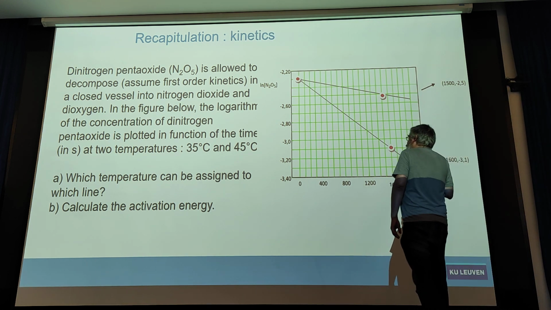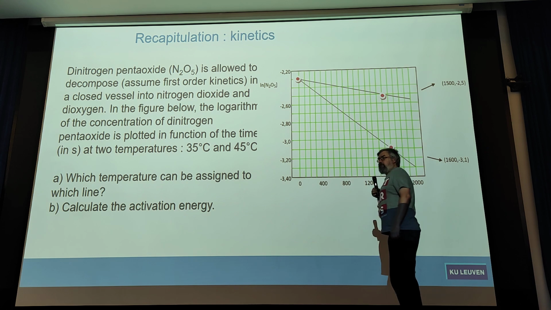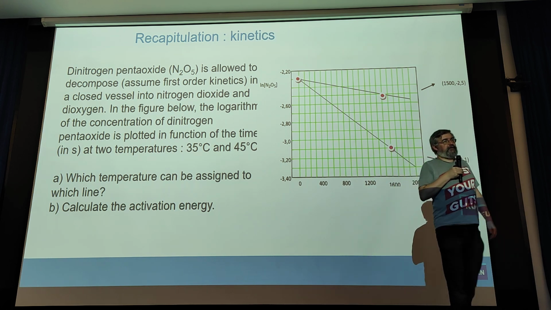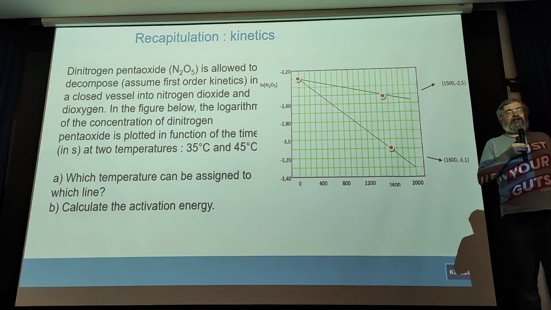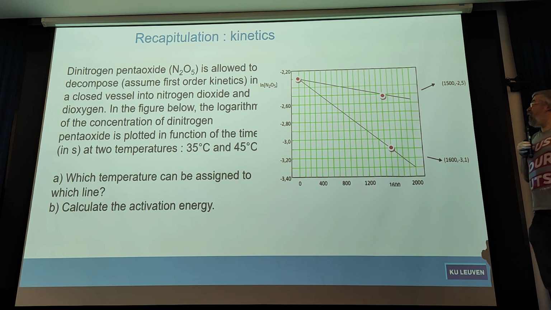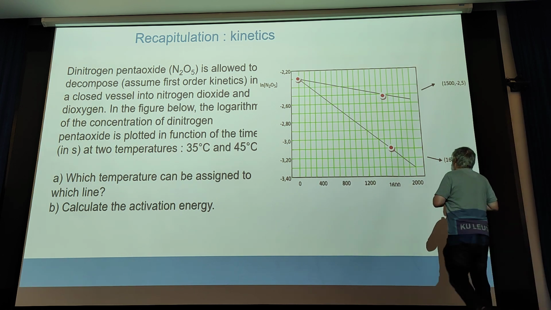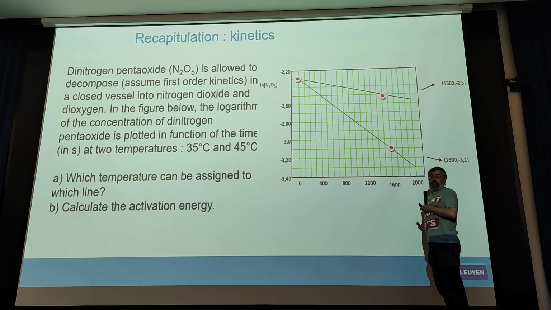Okay, so that's why my first question was actually not that difficult. So which line is which temperature? Well, the one that goes down the fastest is the one at the highest temperature.